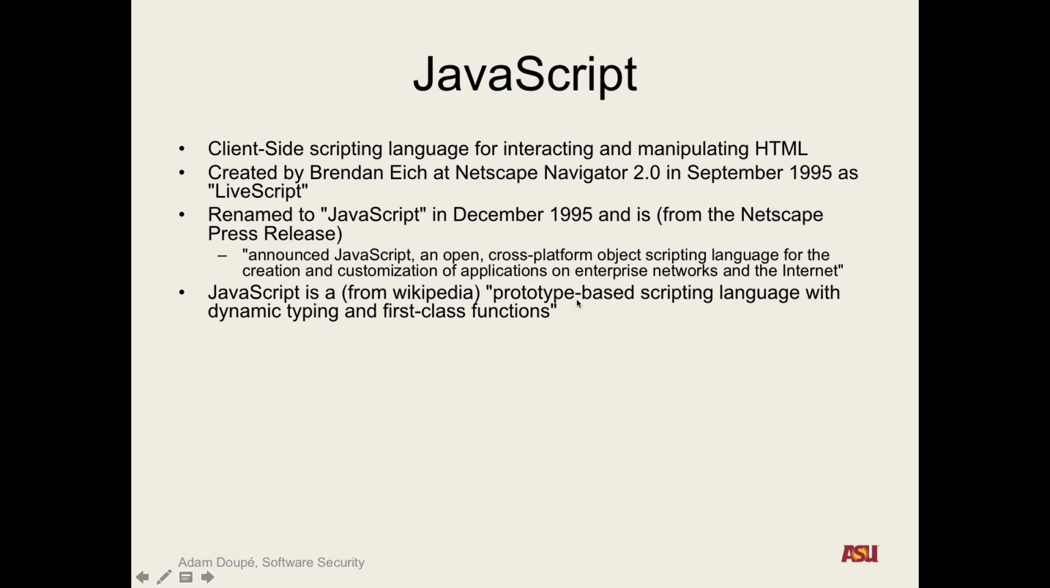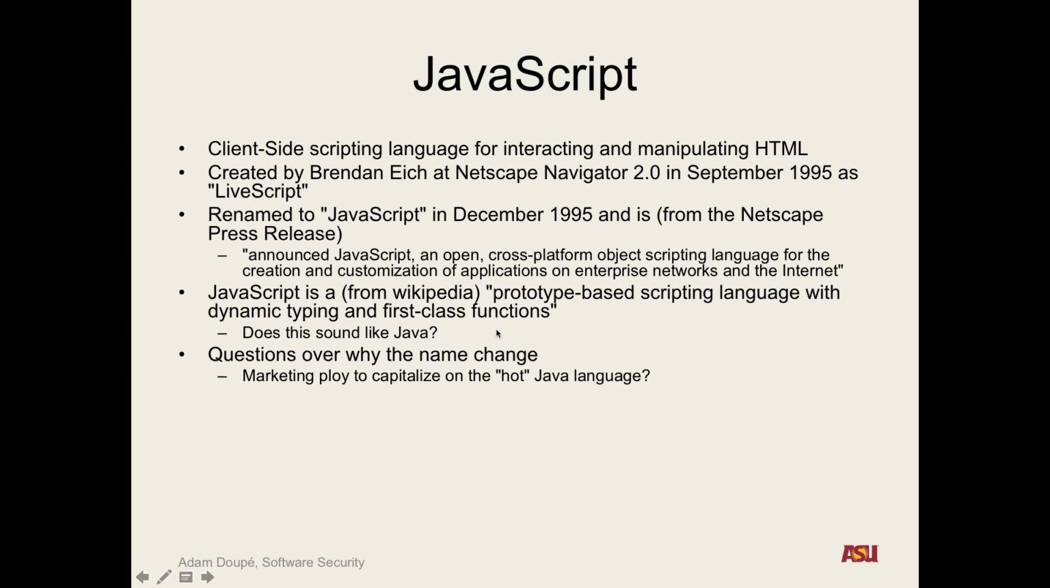And JavaScript, from Wikipedia, is a prototype-based scripting language with dynamic typing and first-class functions. Does this sound anything like Java, especially the Java of '95? Is Java a prototype-based language? Is Java a scripting language? Does Java have dynamic typing? Does Java have first-class functions? Not really, right?